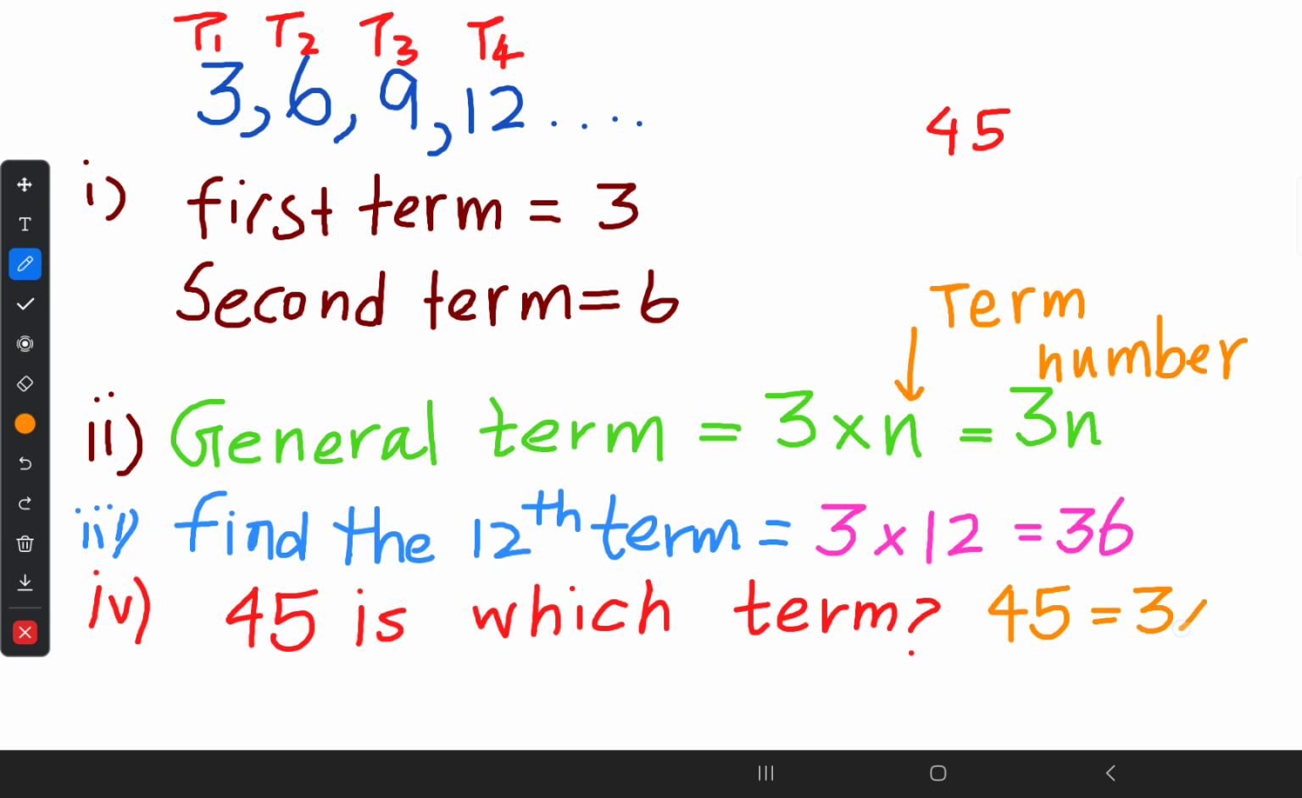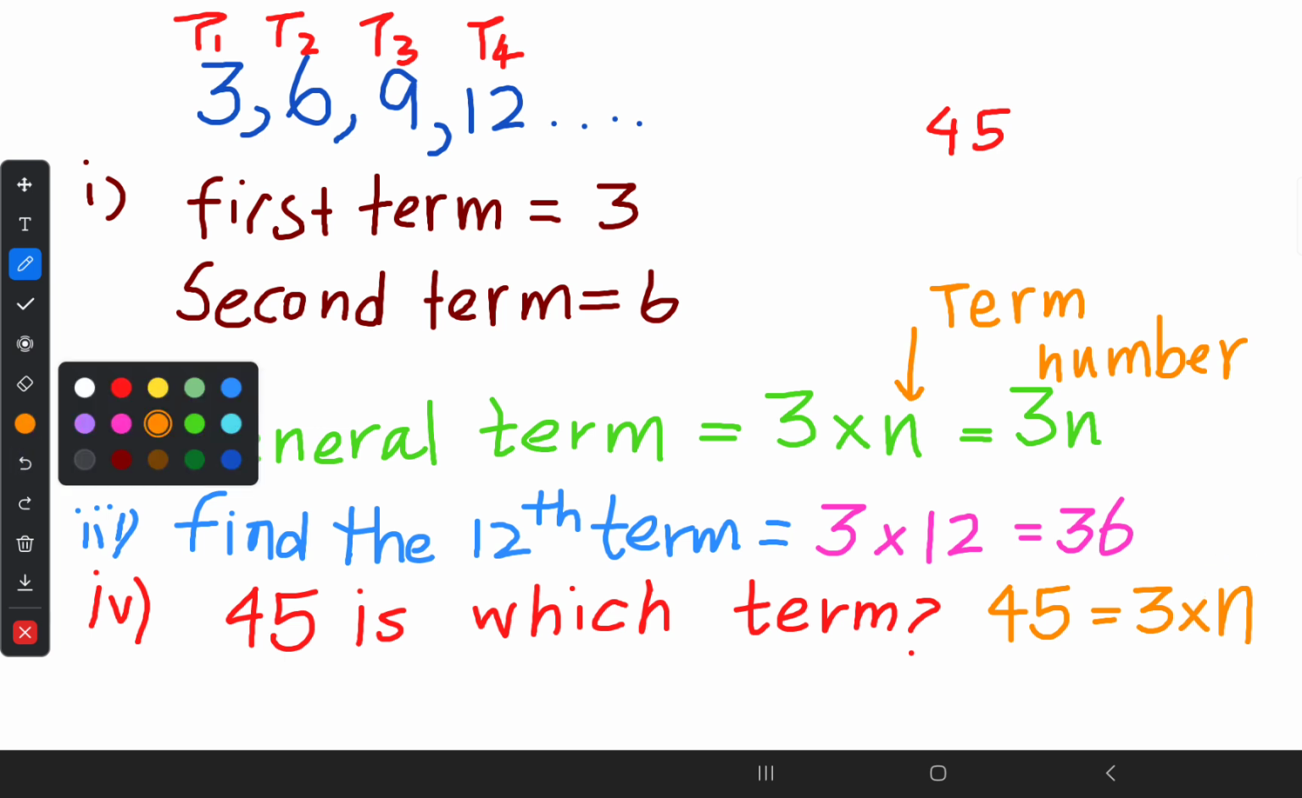When you multiply 3 into n, that will give you 45. We don't know what n is. That should be our term number we need to find. To find that, 3 and n are in a multiplication relationship. We already studied that in the equation lesson.